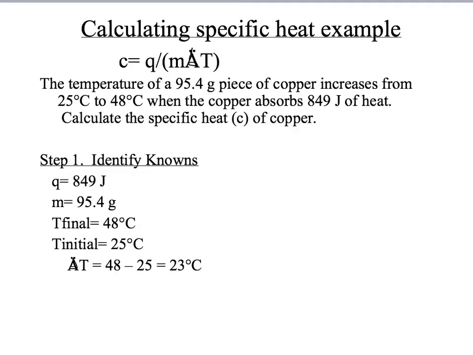Let's work through a specific heat example. We have our equation C equals Q divided by mass times delta T. The example problem states the temperature of a 95.4 gram piece of copper increases from 25 degrees Celsius to 48 degrees Celsius when the copper absorbs 849 joules of heat. Calculate the specific heat of copper.